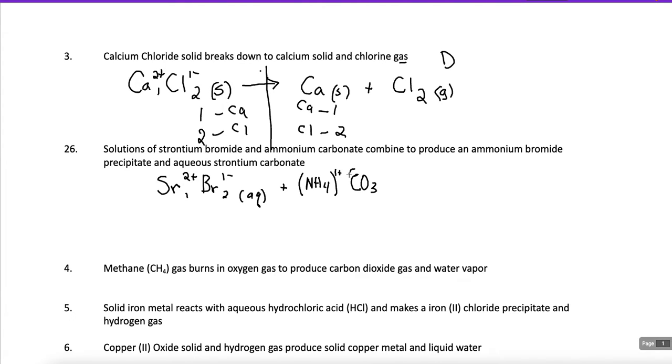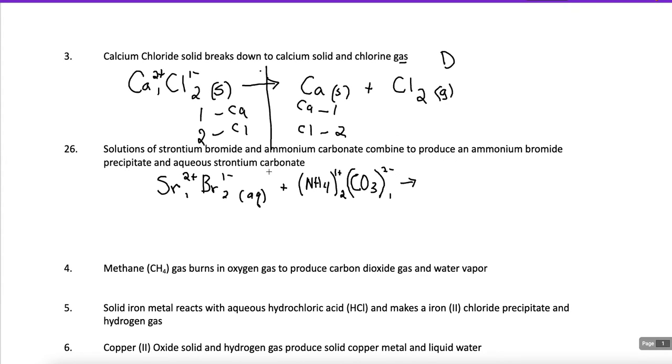Now, it might help you to just start off by putting the polyatomics in parentheses. 2 negative. Now we're going to crisscross. 2, 1. Now, technically, you could erase the parentheses on the carbonate if you want to finish it out. But anyway, okay, so this is a double replacement.